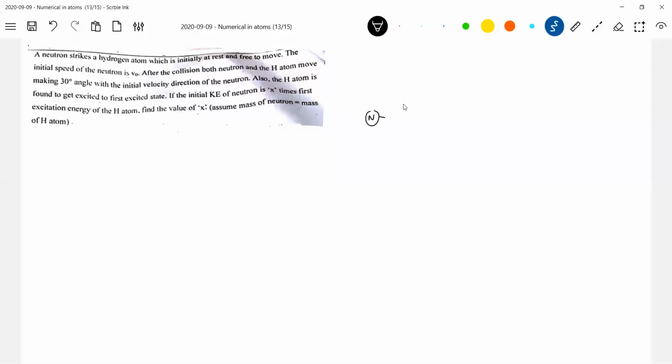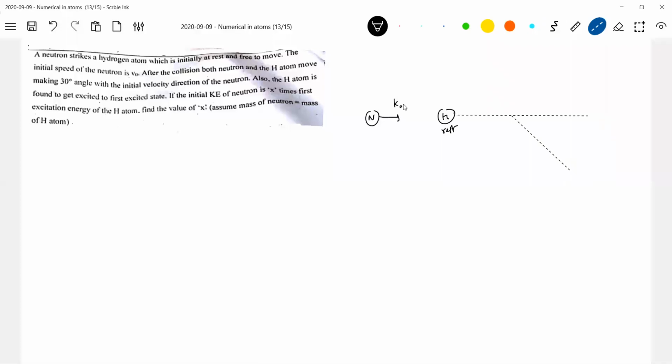This is a neutron. It is incident with a kinetic energy K naught. Let me take it. And hydrogen atom. This is at rest. After collision, making a 30-degree angle with the initial velocity direction of neutron. Both will get deflected.